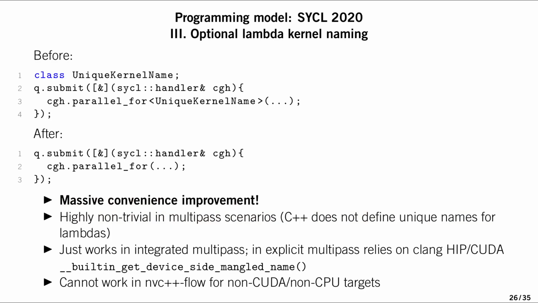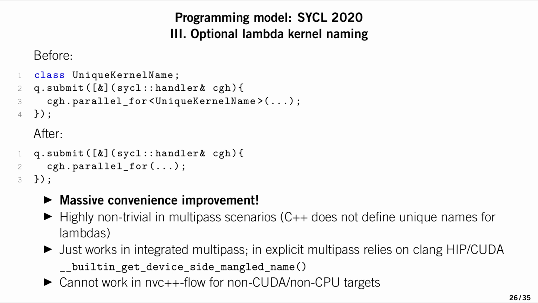Now let's look at optional lambda kernel naming. In SYCL 1.1, you had to explicitly give each kernel a unique kernel name, so that the host compilation pass and a device compilation pass could agree on a common name for a kernel so that the host could call the right kernel from the device binary. In SYCL 2020, this kernel name became optional, so you can just directly call your parallel_for without having to provide a kernel name. And this is, of course, a massive convenience improvement.